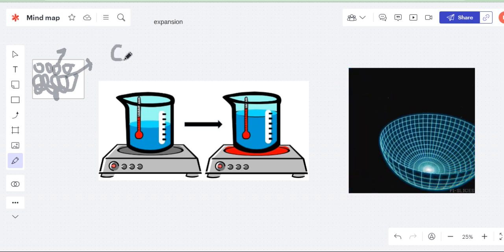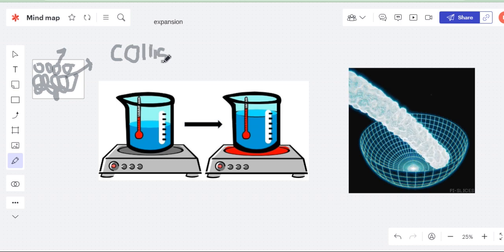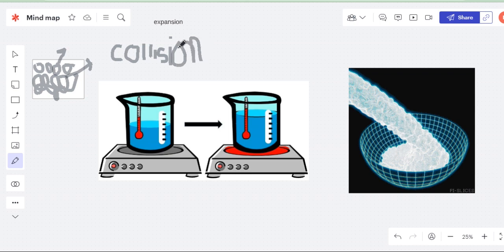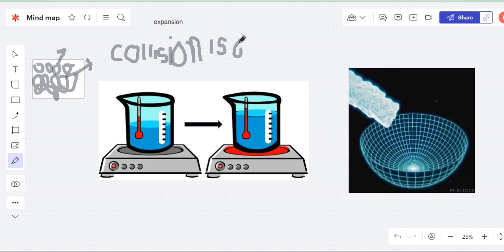The collision between the molecules is restricted just because the force is acting upon them. Kinetic energy is restricted as well, which means that they cannot move far apart from each other. Collision between molecules is due to kinetic energy. But what's going to happen if you increase the temperature?